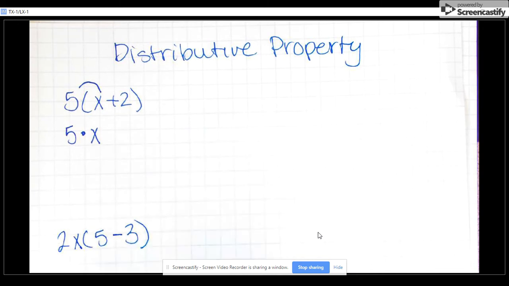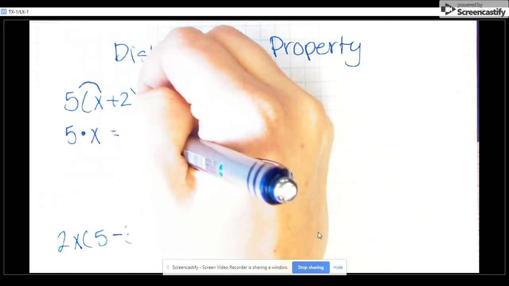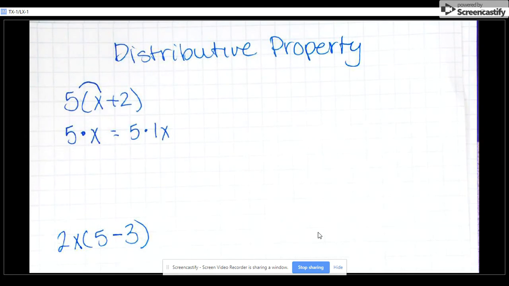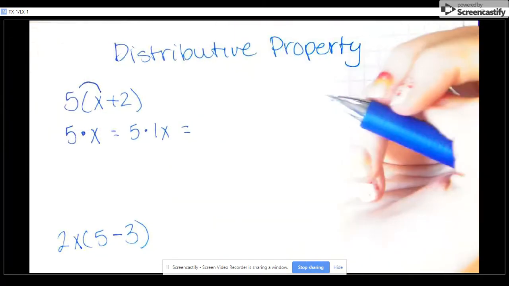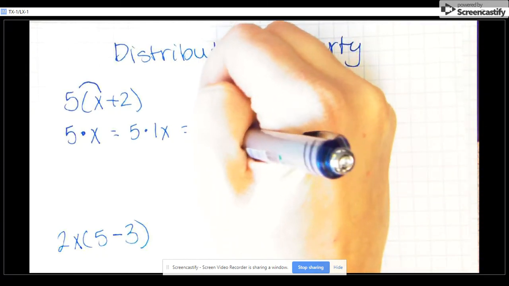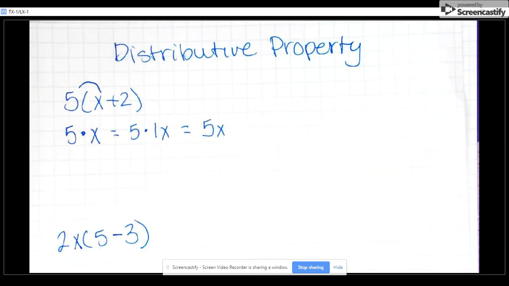So 5 times x is just like 5 times 1x. If there is not a number in front of a variable, then that number is automatically 1. So 5 times 1x is the exact same thing as doing 5 times 1, and we know 5 times 1 is 5. I just want to make sure I bring that x along. So 5 times x is equal to 5x.